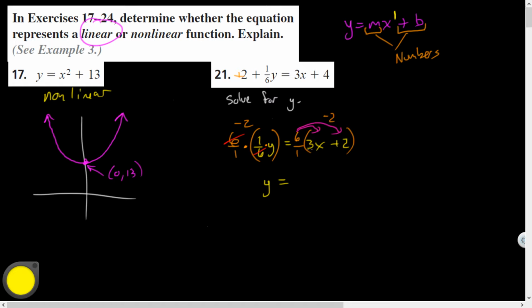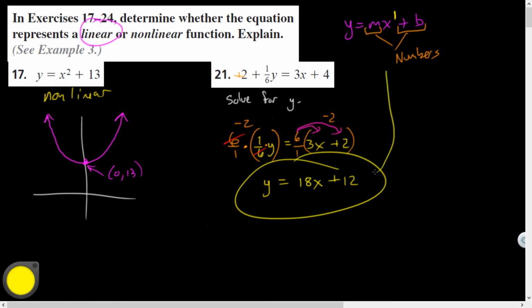Let's see. 6 over 1 is the same as 6. 6 times 3x is 18x, and 6 times 2 is plus 12. And that, my friends, does look like that, right? That's an x to the first. The variable's not somehow in the denominator. There's no weird square roots or exponents.